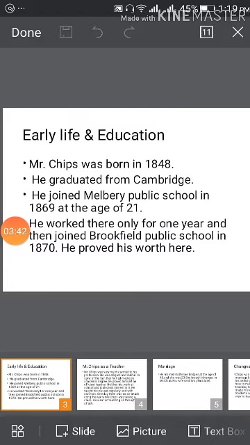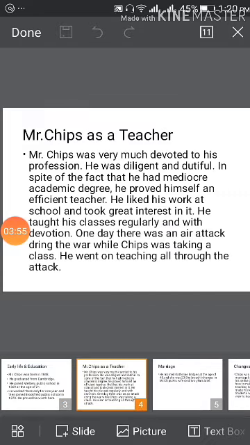So the next part is Mr. Chips as a teacher. Mr. Chips was very much devoted to his profession. He was diligent and dutiful in spite of the fact that he had a mediocre academic degree. He proved himself an efficient teacher. He liked his work at school and took great interest in it. He taught his classes regularly and with devotion.